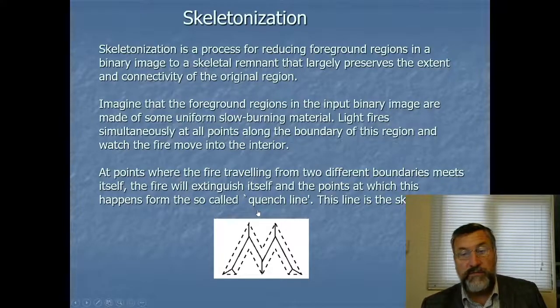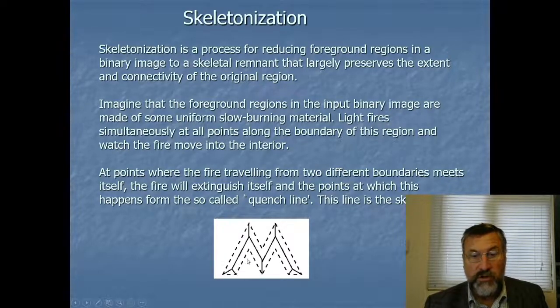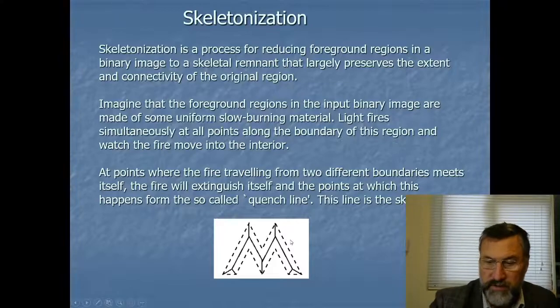And the way of visualizing this is that the original object has an external boundary. You can imagine it being made of a slow burning material, and then you light it all around the boundary and it burns away. And the midpoints of this situation here is what they call the quench line. You can imagine if it's burning from both sides, the ash ends up in these little lines, perhaps, and that's the skeleton, as it's described by skeletonization. So that's worth knowing about. Quite useful for data reduction.